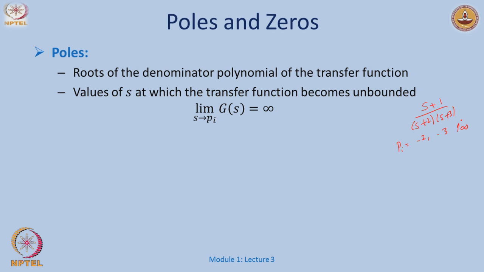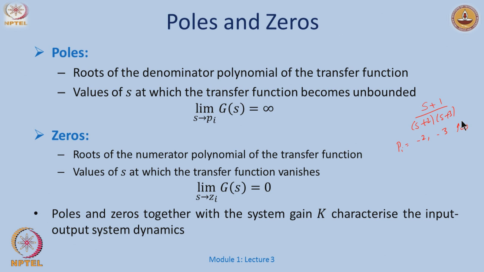Similarly, zeros are the roots of the numerator polynomial. Set the numerator equal to 0, and what I get are the zeros of the system. What happens when I evaluate the transfer function at a zero? This will always be 0, just substitute. In this case the zero is at minus 1, and if I substitute minus 1 for s here, the value of the transfer function becomes 0, because the numerator goes to 0.